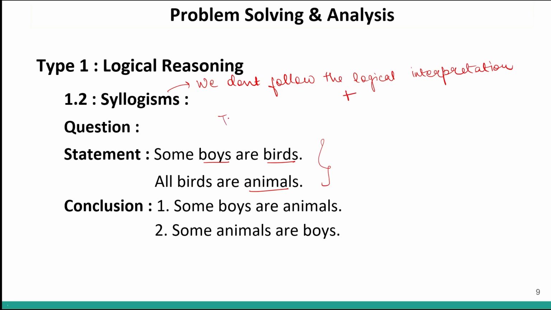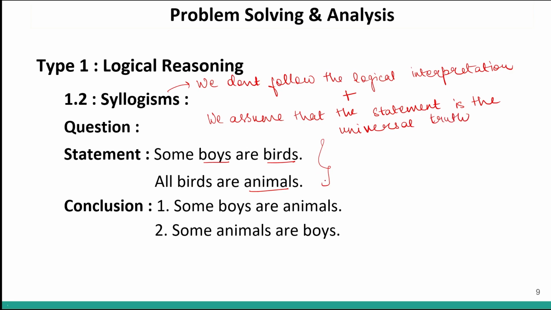Plus, we assume that the statement is the universal truth. Now, what do you mean by this? Firstly, if you look at this statement, some boys are birds, is this possible in real life? If I interpret this logically, can boys be birds? No, these are human beings and these are animals. They cannot. This is not true logically.